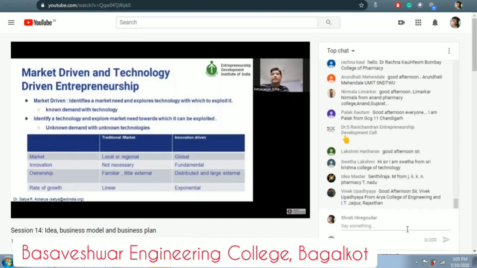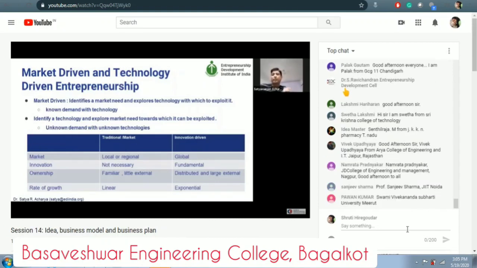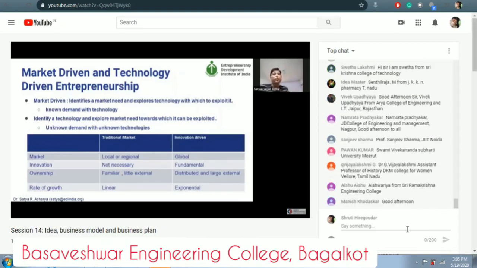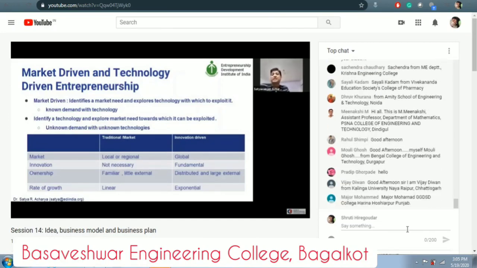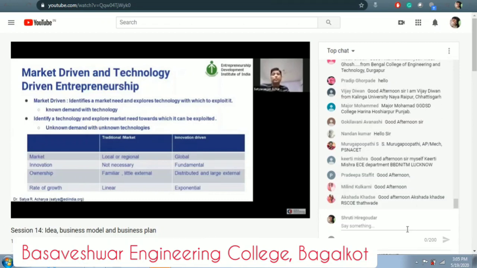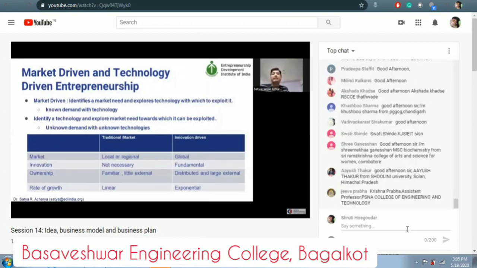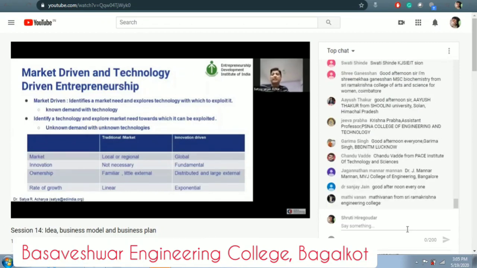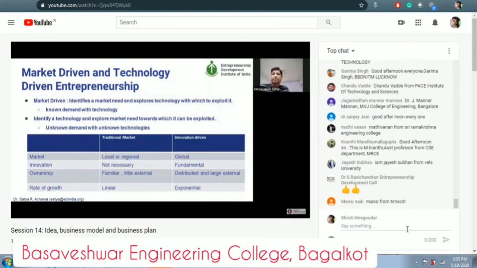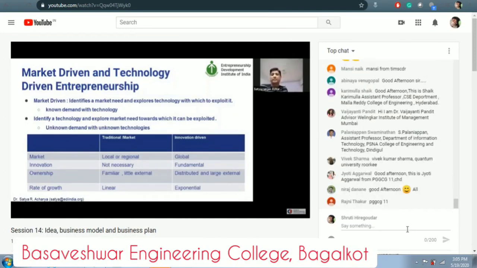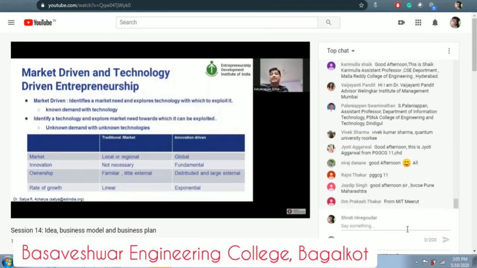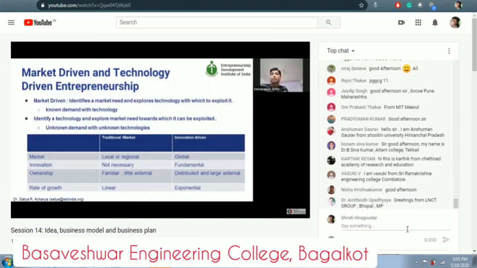But when we talk about market-driven, we try to identify a local market or a region. We try to understand what's the type of problem, and then in those businesses, we also try to use the technology, but the type of growth may be linear. What I mean by linear growth is that a business grows at a rate of 5%, 10%, 20%, 40%. So that's the rate of growth at which a business can grow. And we normally call them traditional or market-driven entrepreneurs.